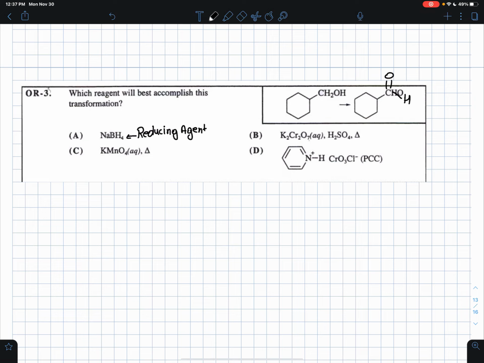You should know that. Now looking at B, we're used to seeing Na2Cr2O7, if you guys remember, but they're both the same thing. Na2Cr2O7 or K2Cr2O7, they're both the same compound, and we also call them the Jones reagent.